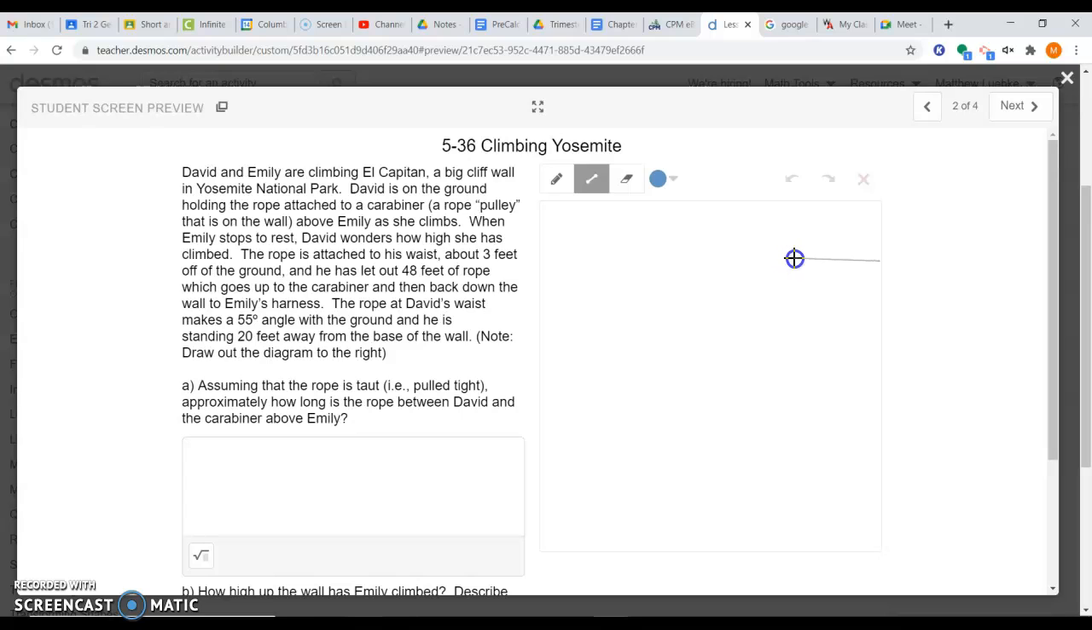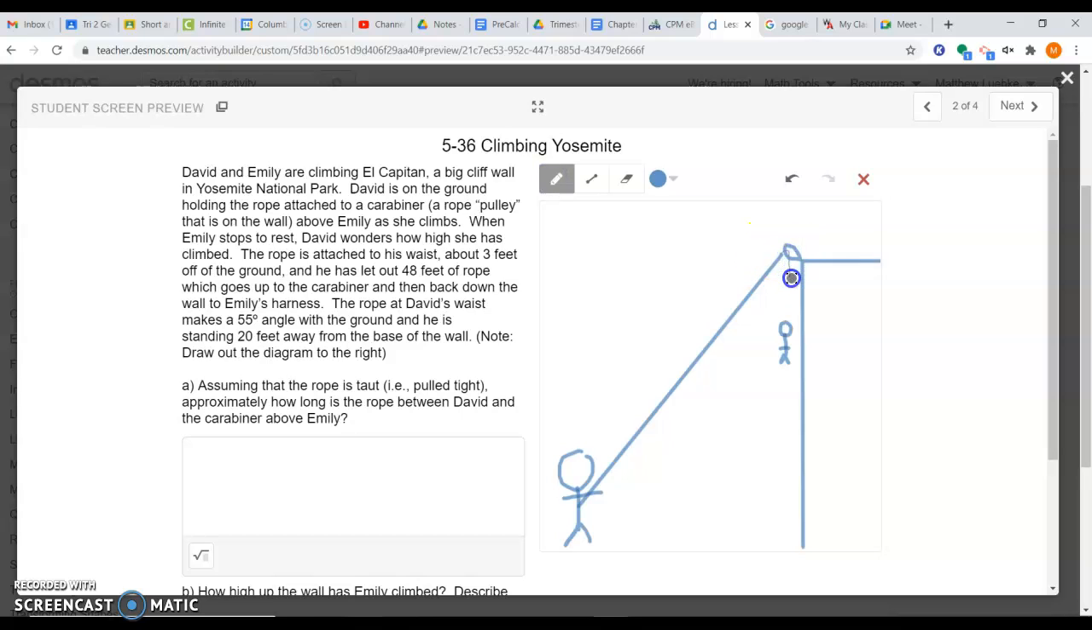You have El Capitan over here. You have this carabiner that's on the wall, so it's creating this loop where the rope is going to go through. And then you have Emily somewhere on the wall. Then you have David on the ground. He's got a big head. And he has this rope going from his waist up to the carabiner, and then it loops back down the carabiner and connects to Emily's harness.